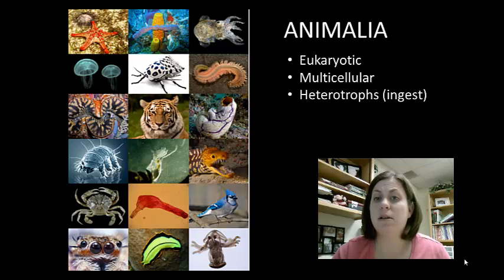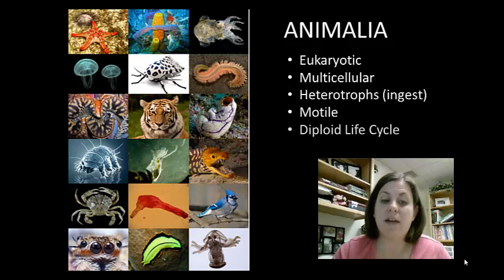Animals are also considered heterotrophs. Heterotrophs meaning that they are going to actually consume their food. In most cases, they're going to ingest it and take it into some sort of digestive type system. Animals are also motile, meaning that they move during some point of their life.